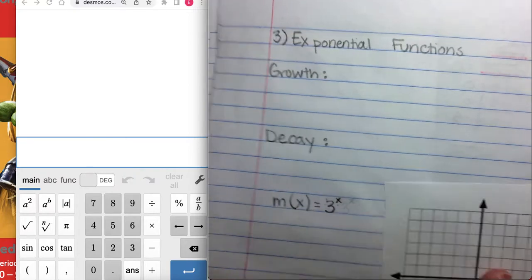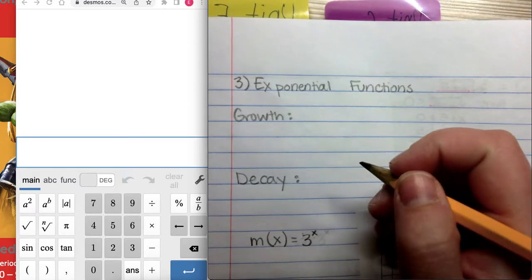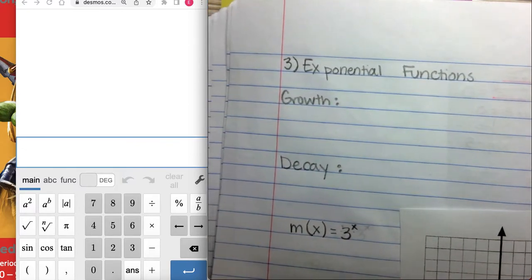2 graphs, so you do need 2 of these graph papers today. Okay, and this is our last lesson of the trimester.